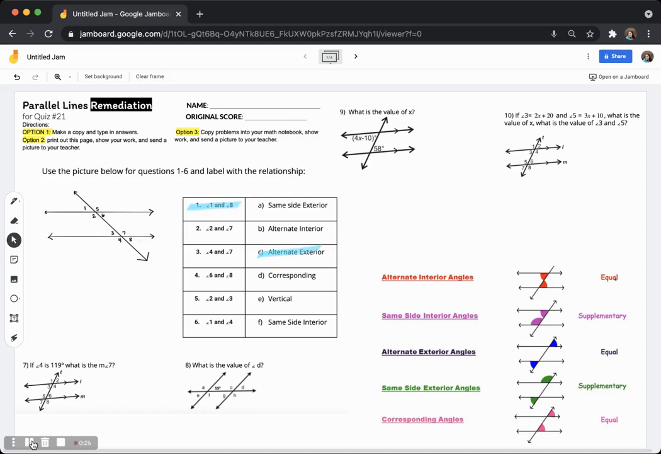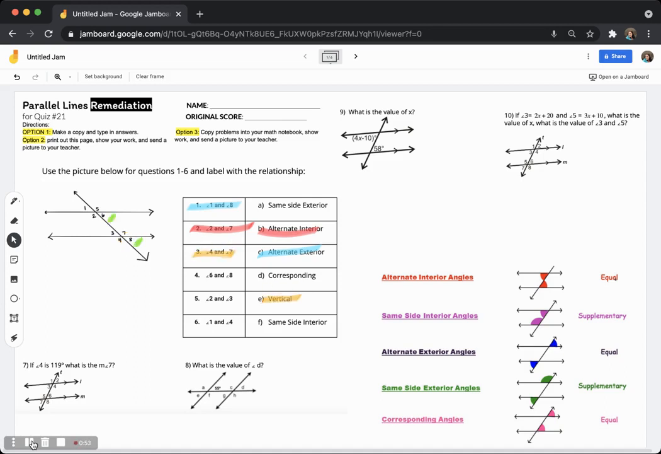Right, the next one says angle 2 and 7. And those are inside the parallel lines, but they are on opposite sides, so that would make them alternate interior angles. Next, we have angles 4 and 7, and they are across from the vertex and equal, which makes them vertical angles.